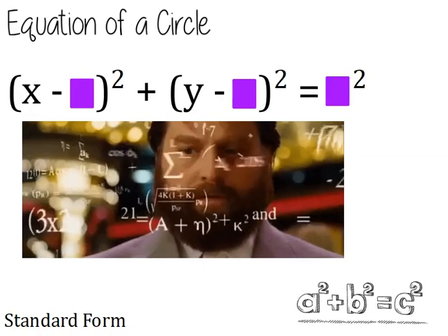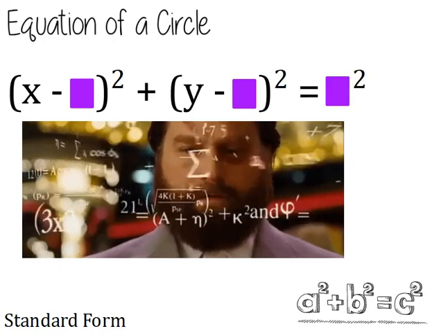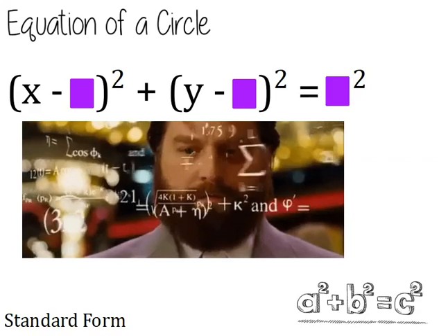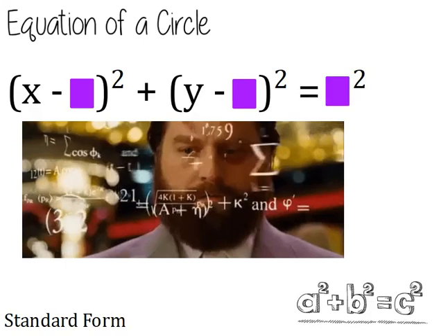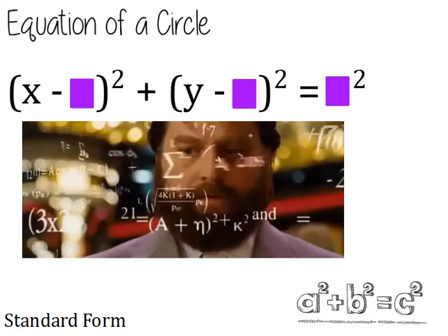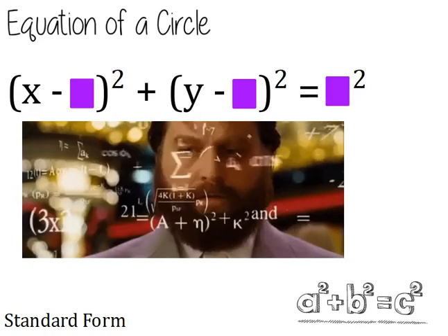What you see on the screen right now is the standard form for the equation of any circle. It's going to have a parentheses with an x and a number. It's going to have another parentheses with a y and a number, and it's going to be added together and it will equal a squared number.